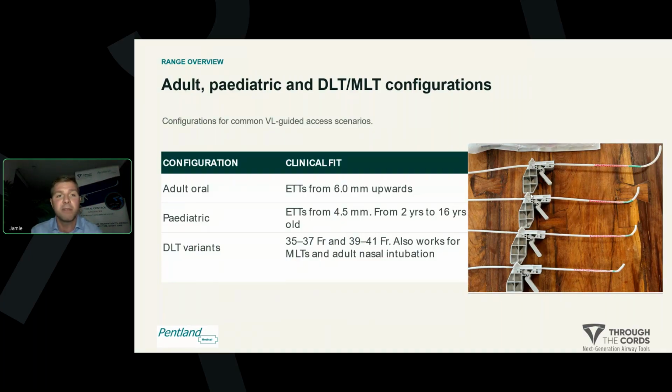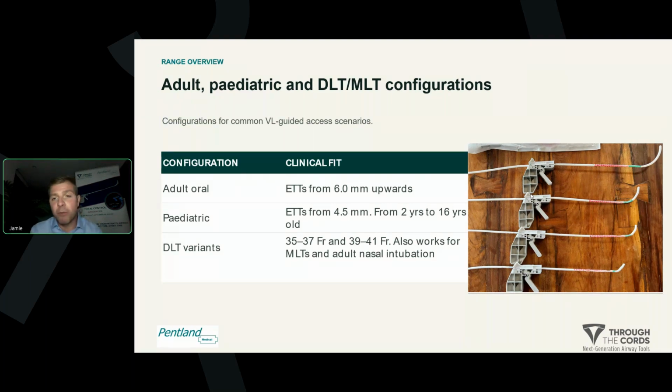Last on the list here is the DLT variants, the double lumen tube variants. We have 2 sizes available here as well. That will be for 35 to 37 French and 39 to 41 French. And it's got a bit of extra length at the back to accommodate the naturally longer double lumen tubes. It's also worth pointing out the smaller of these, the 35 to 37, will also work on microlaryngeal tubes, or MLTs, commonly used in ENT surgery.